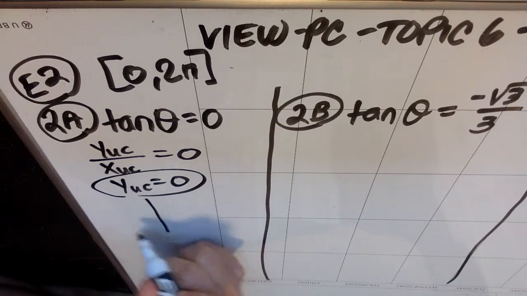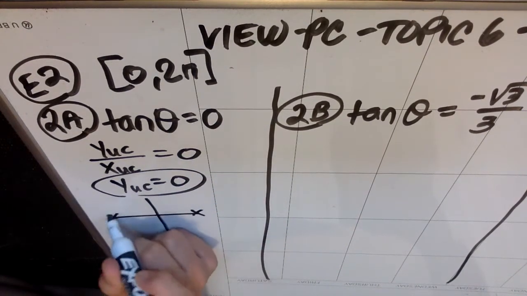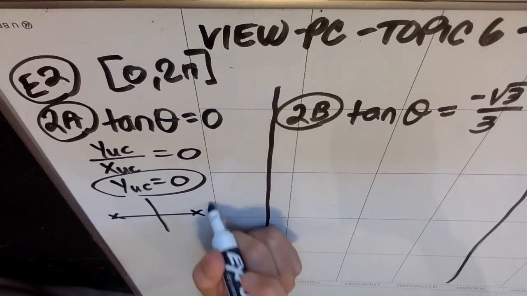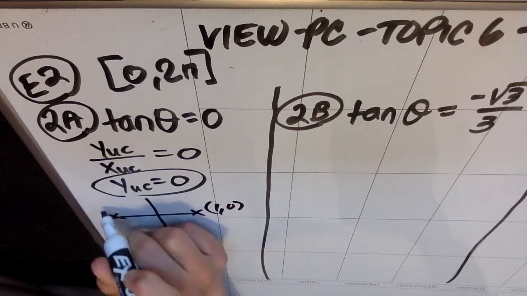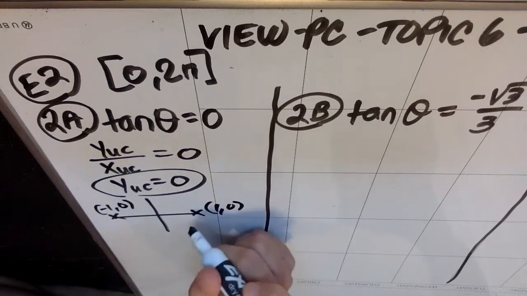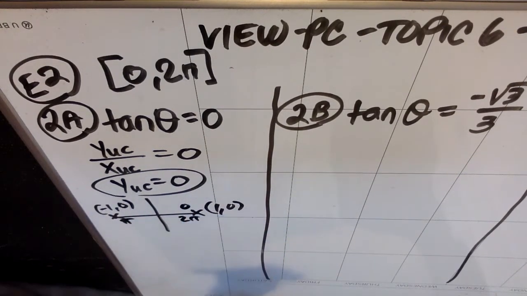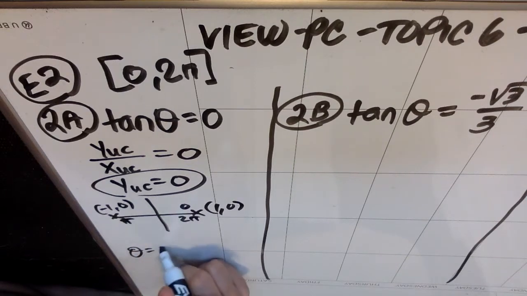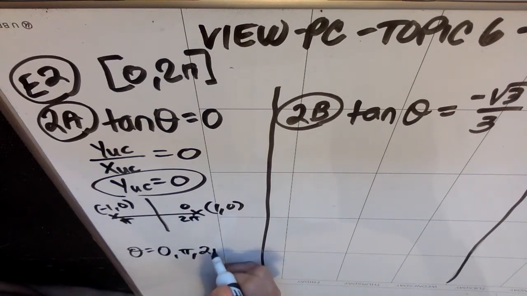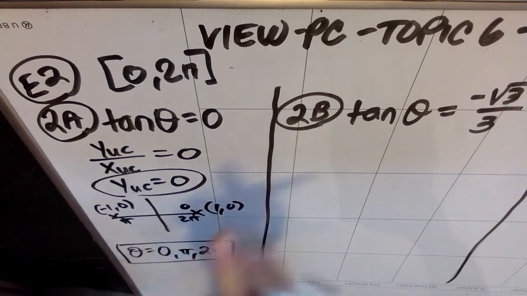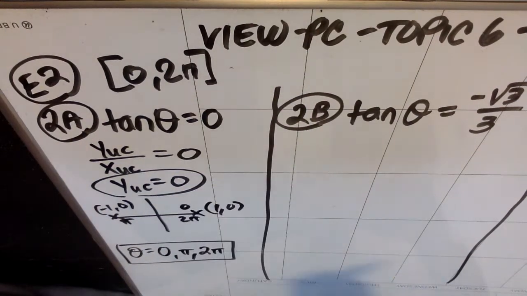So the only places that happens are here and here, right? So this is the point (1, 0), and this is the point (-1, 0). And this is at 0 radians and pi radians, and then also again at 2 pi radians. So my answer is going to be 0, pi, and 2 pi. Just as a reminder, if this 2 pi had had a parenthesis after it instead of a bracket, I would have only done 0 and pi, but because it says include both ends, I include both ends.